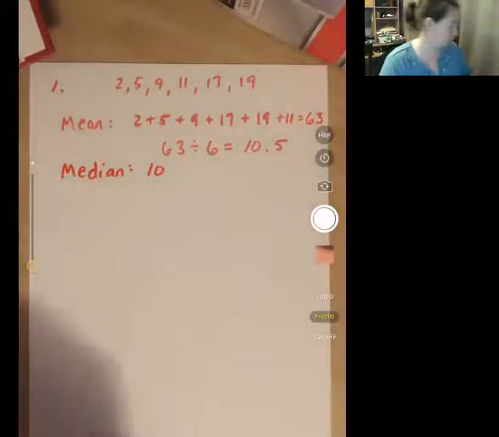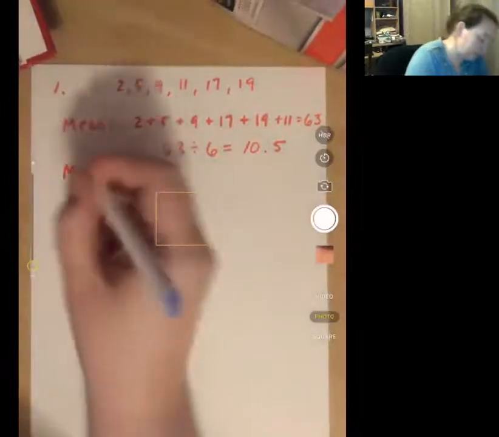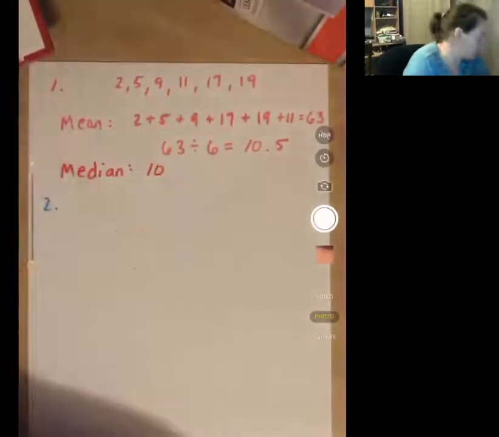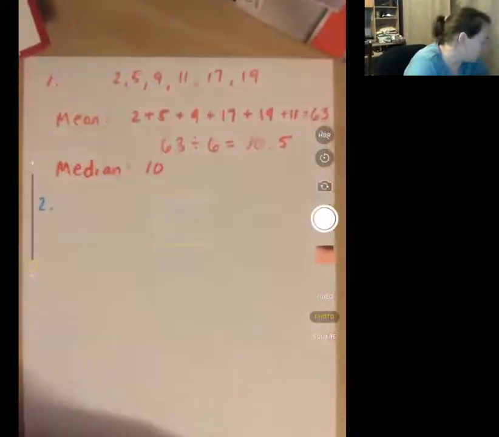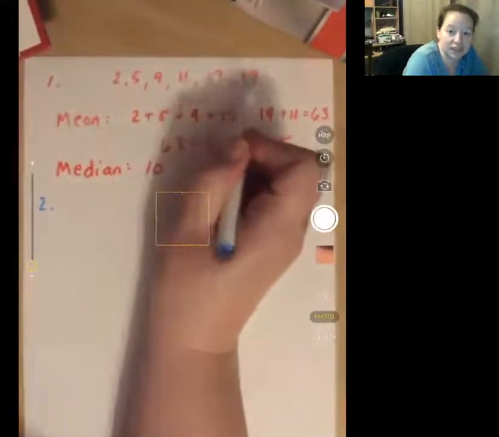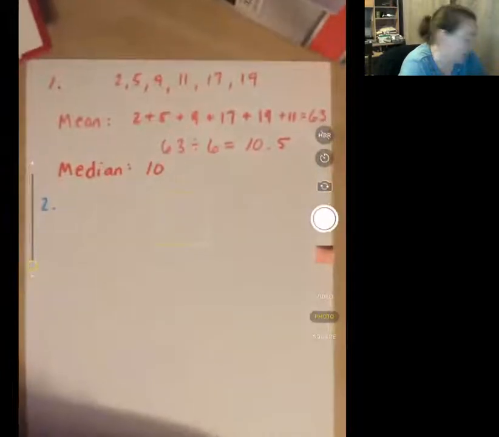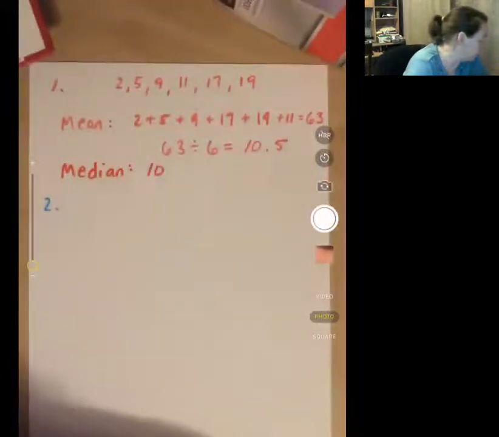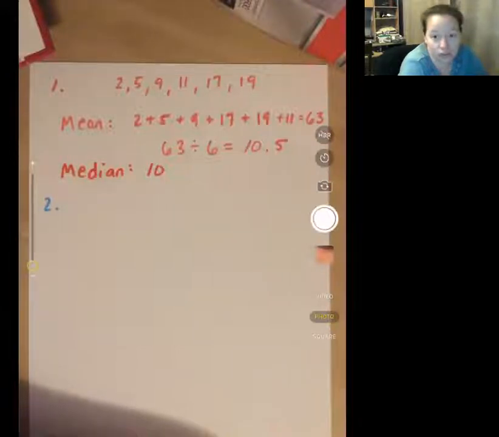Number 2, the mean absolute deviation. Find the mean absolute deviation for these same numbers that we have up here. Round to the nearest hundredth.